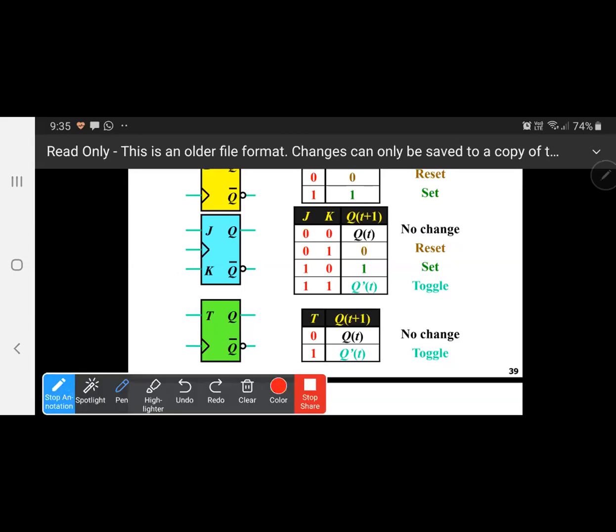Girls, it is called toggle condition also, because if it is 0, it becomes 1, and again you will get 0, 1. So it is just 0 1 0 1. That's why it's called toggle flip-flop also. And this condition is called toggle.